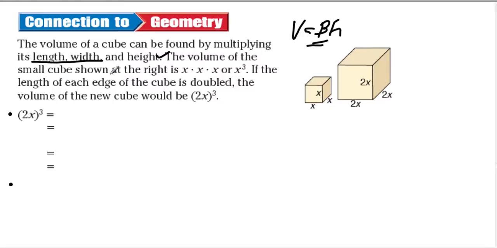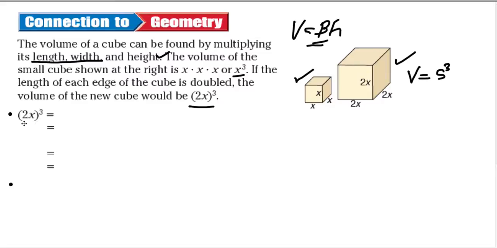The volume of the small cube shown at the right is x times x times x, or x cubed. If the length of each edge of the cube is doubled, the volume of the new cube would be 2x cubed. This is your big cube and this is your small cube. Since the cube has all sides congruent, we can expect the volume formula to become s cubed, where s represents the side of a cube. And that's why you have s to the 3rd power and x cubed.